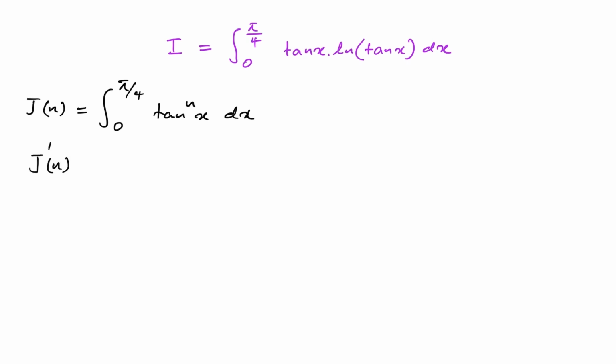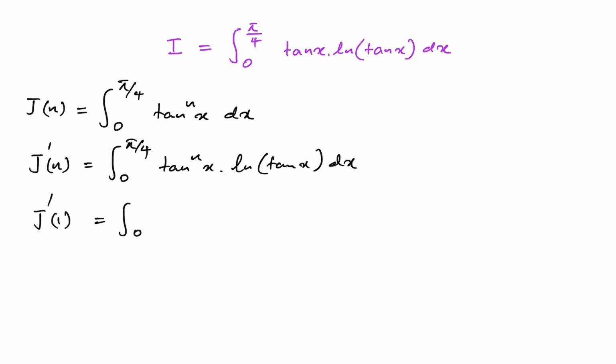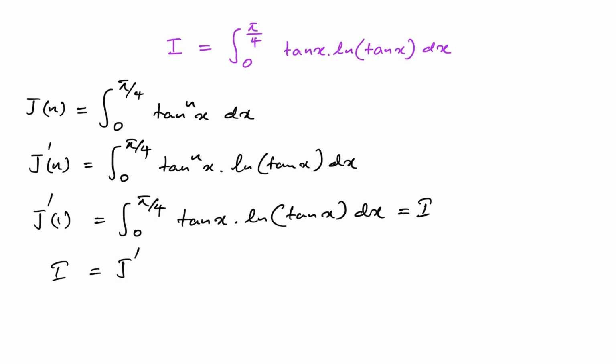So we have J dash of n equal to the integral from 0 to pi over 4. If we differentiate with respect to n, we have tan raised to the n power of x times natural log of tan of x dx. Then instead of n, if we plug in 1, we have J dash of 1 equal to the integral from 0 to pi over 4 of tan of x times natural log of tan of x dx. Now this is our integral I. So we know now I is equal to J dash of 1. So let's evaluate J dash of 1.